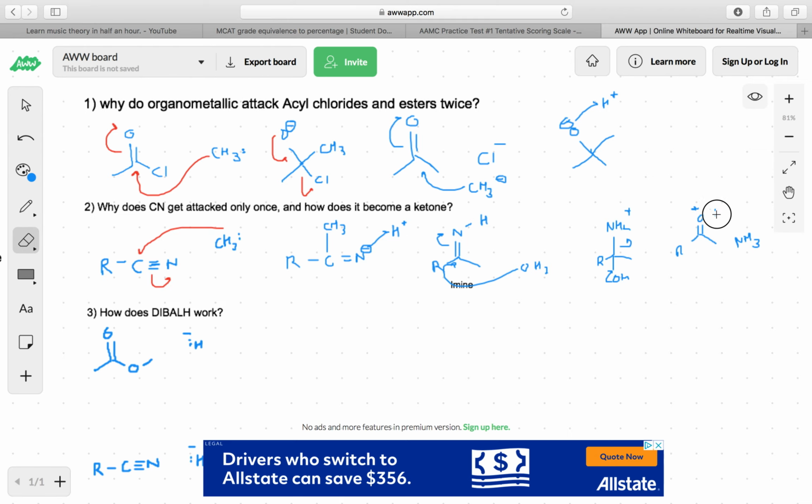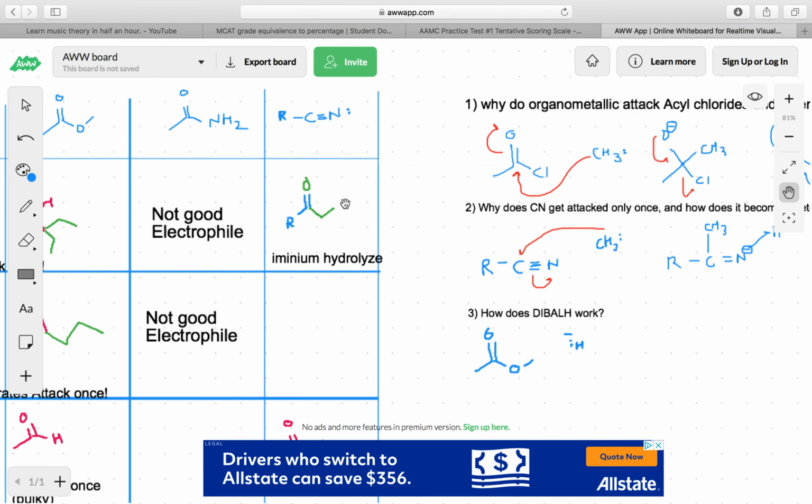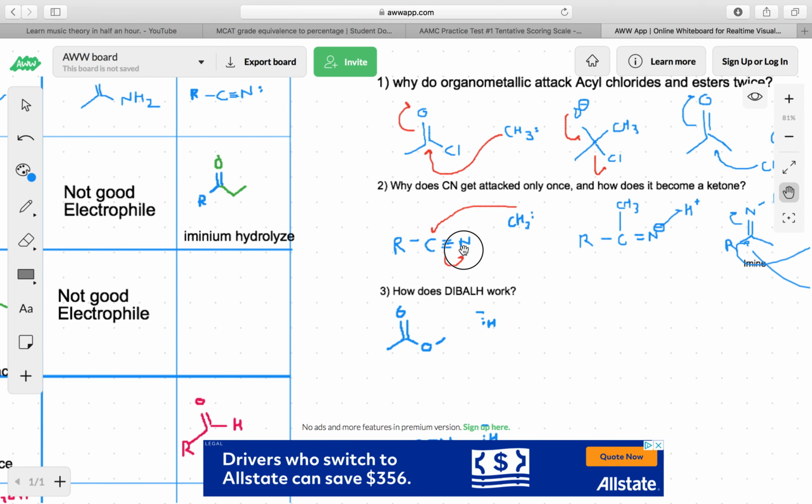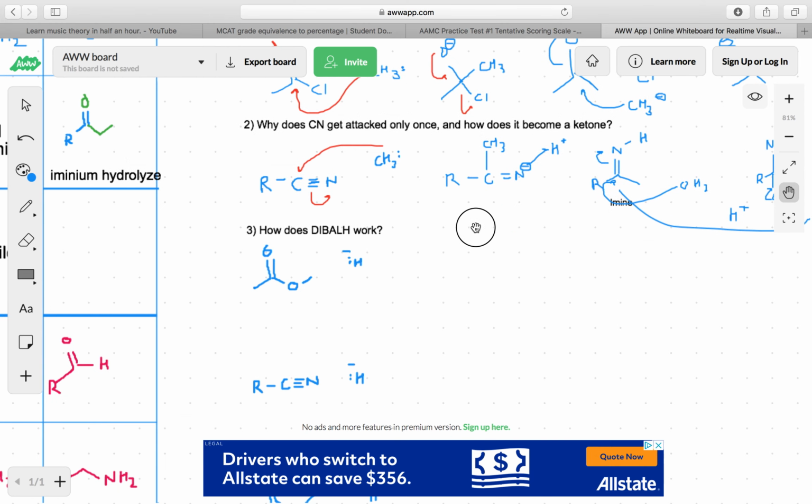So just to summarize, your organometallic will attack your cyanide once, and then your acid hydrolysis will convert the imine you just formed into a ketone or an aldehyde. This is a commonly tested one because it's a very unorthodox reaction. So just make sure you guys don't fall into that trap, because that's often a trap. All right.